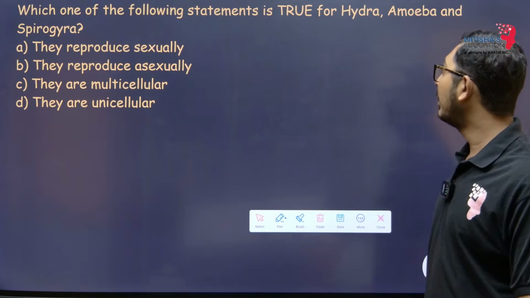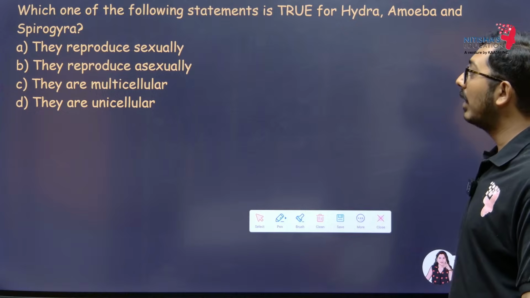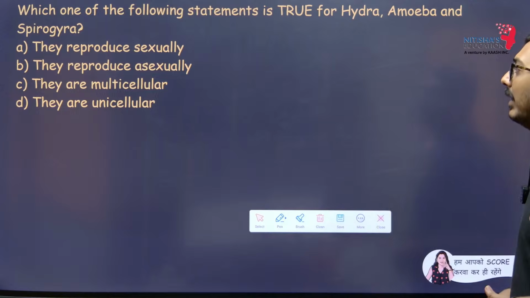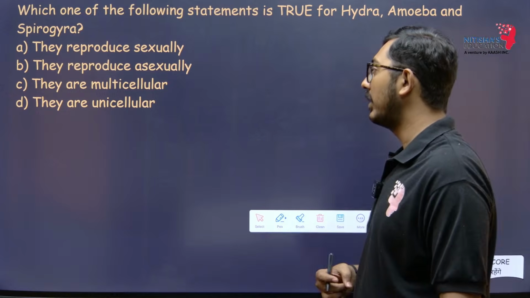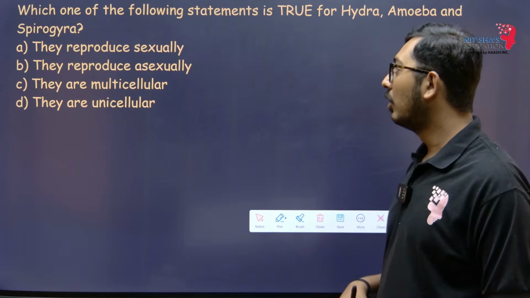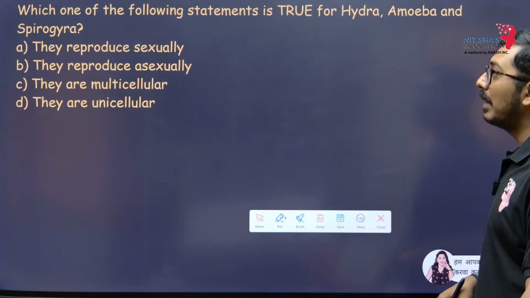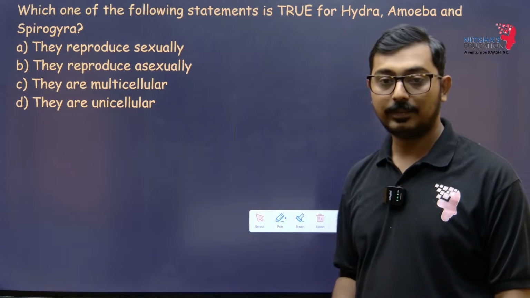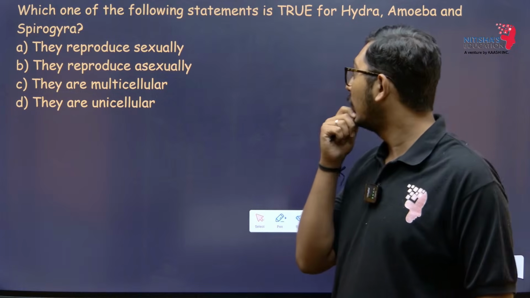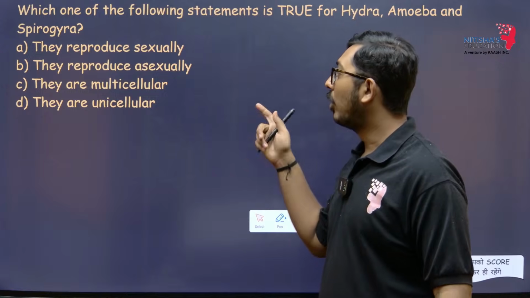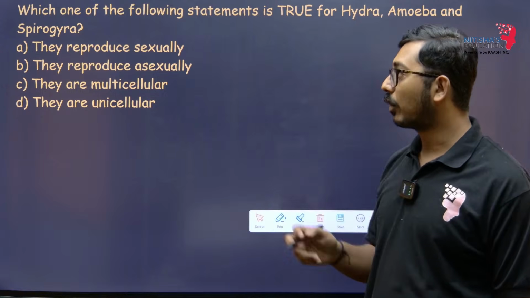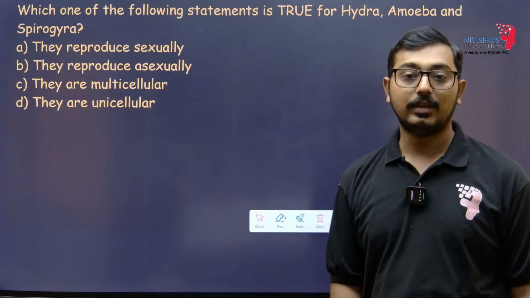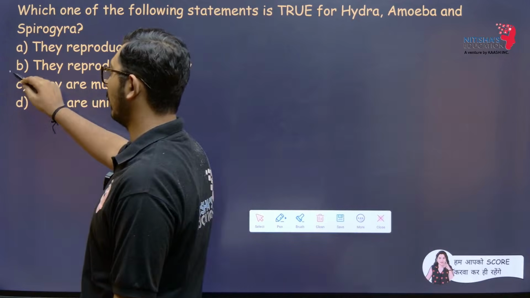Which one of the following statements is true for Hydra, amoeba and Spirogyra? They reproduce sexually, they reproduce asexually, they are multicellular, they are unicellular. Hydra, amoeba and Spirogyra: all three of them are not unicellular. We will be discussing the process of reproduction. Obviously they do not support sexual reproduction. They support asexual reproduction.